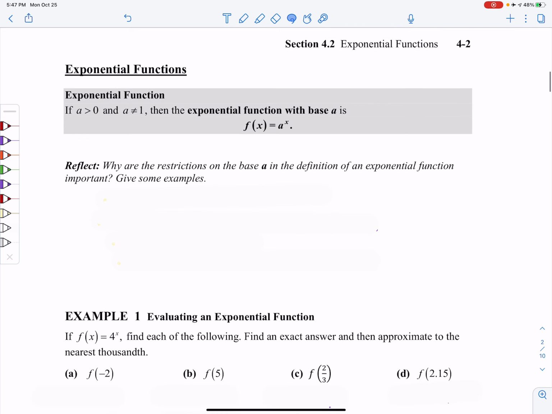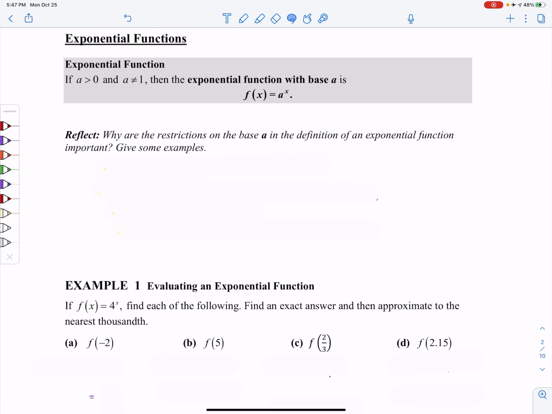All right, here we're just stating what the exponential function is. It's f of x is equal to a raised to the x power. And again, a needs to be a positive number, and it cannot equal 1. Now let's look first of all in this reflection question. Why do we have these restrictions?